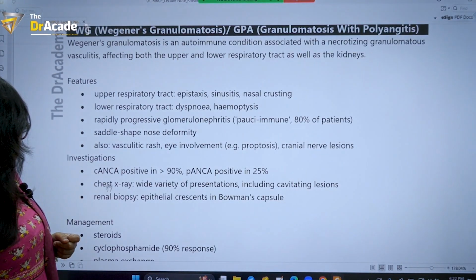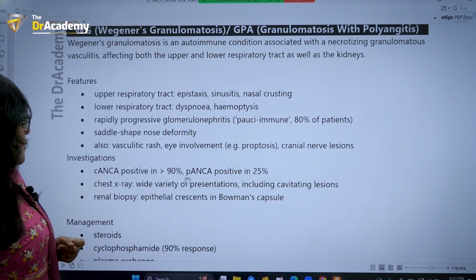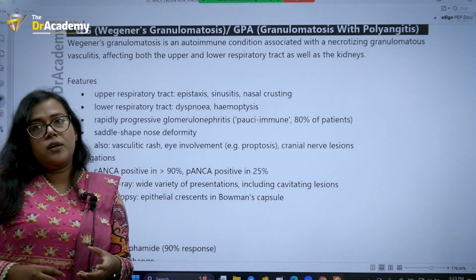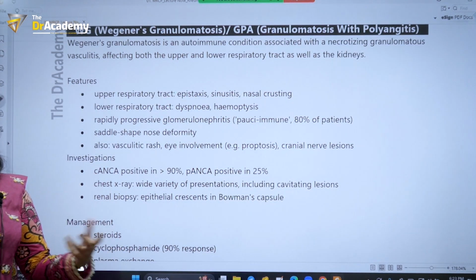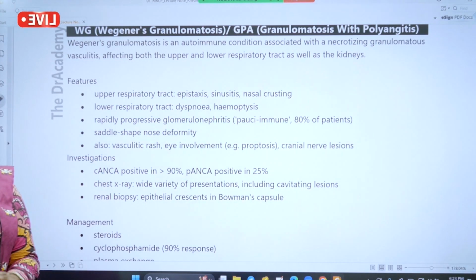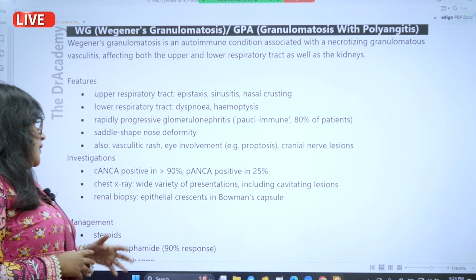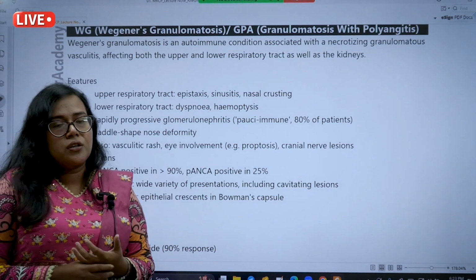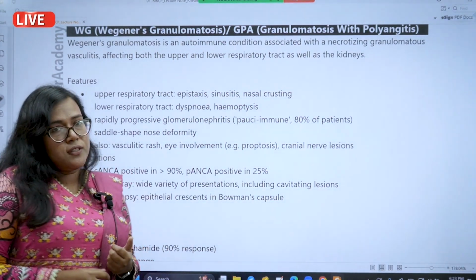So in this case, investigations are C-ANCA positive, and that is in more than 90% of cases. You can go for a chest X-ray. If the patient complains of hemoptysis, you can go for lung biopsy. If the patient complains of hematuria or proteinuria, in that case, you can go for a renal biopsy. And in this biopsy, most of the time, cavitating lesions and at the same time, necrotizing granulomas are seen.